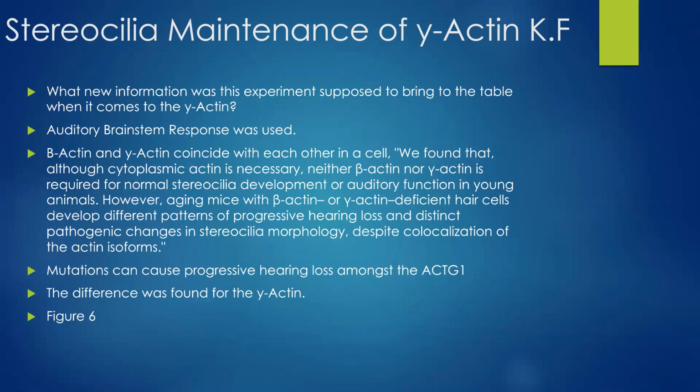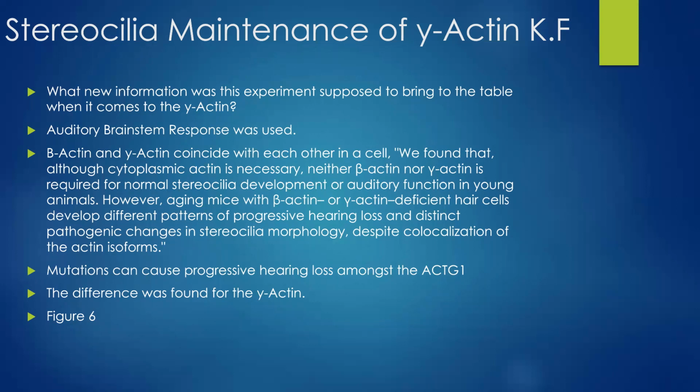Okay, so for my second article, they wanted to find what new information this experiment was supposed to bring to the table when it comes to the gamma actin. They wanted to differentiate the beta and the gamma actin as contributors to hearing loss in mice. So mice were the subject in this case. Auditory brainstem response was used to measure the waveforms collected from the mice. They found that the mutations within the ACTG1 are described as being dominantly progressive, which means that the hearing loss happened at a more progressive rate than the beta.